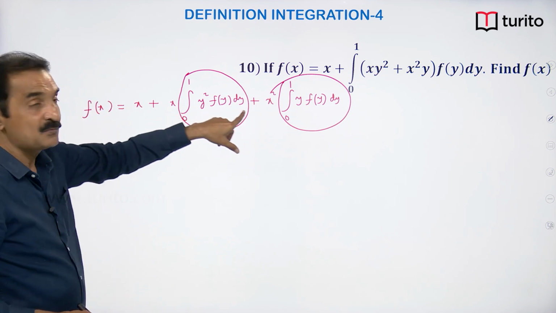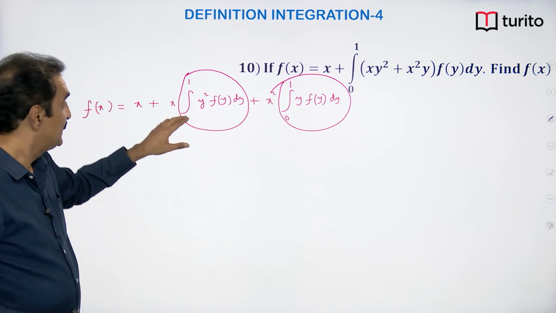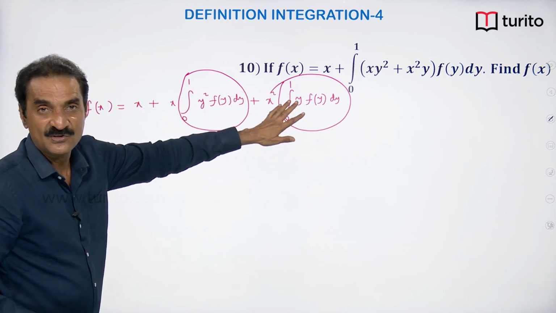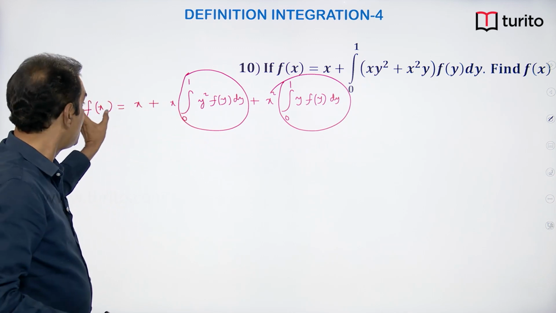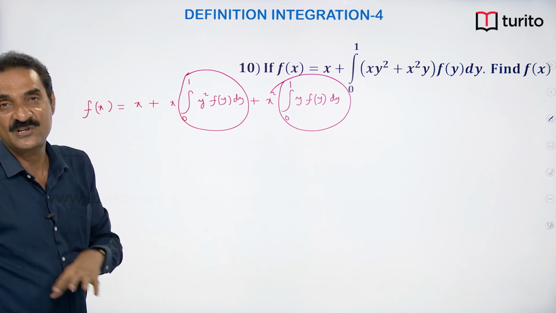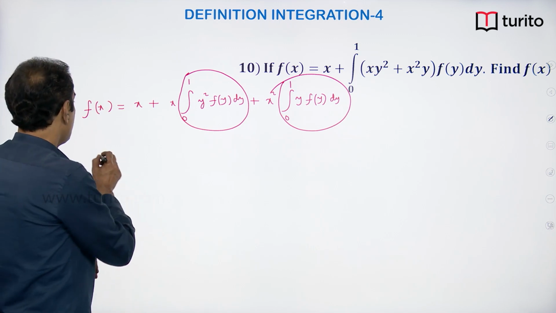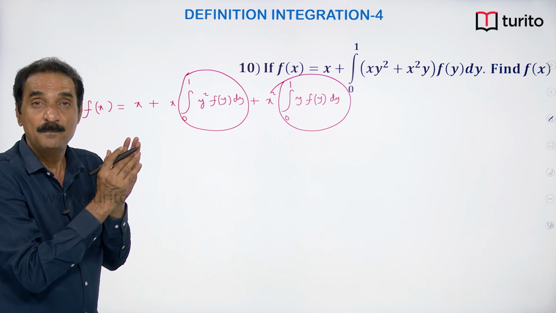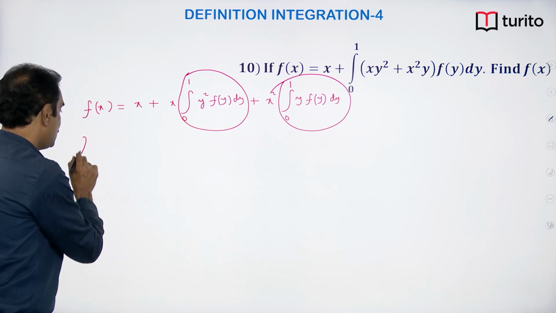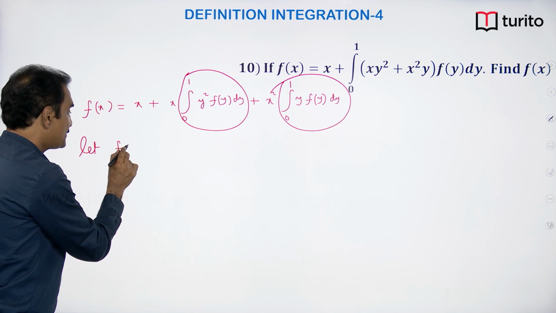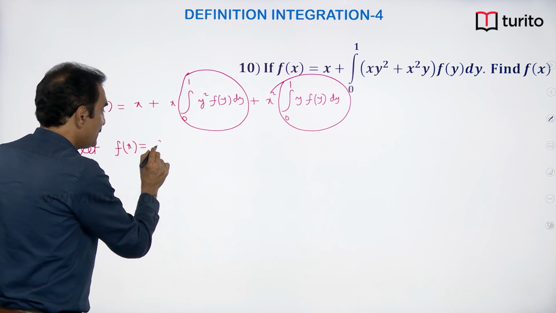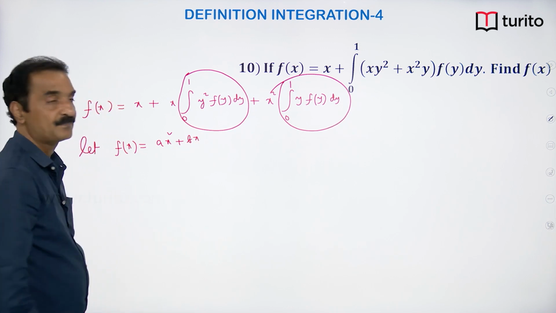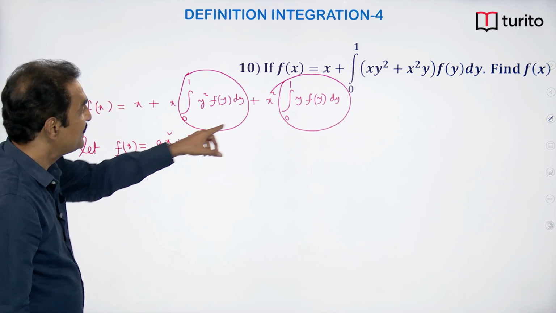Now you can easily observe what kind of function f is. x into 1 plus x into some constant plus x square into some constant. So it is a quadratic function without a constant term, is it not? So f of x is a function of the form ax square plus bx. After observing it, we assume that f of x is ax square plus bx. Then what is a? This one.